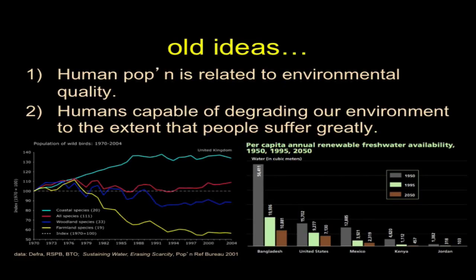Something appears to be going on, maybe not. And then over here on the right, we could talk about, for example, fresh water availability. In this case, this is fresh water in different countries. On the far left over here is Bangladesh, then the US, Mexico, Kenya, and Jordan. And the gray bar is the amount of fresh water per person that was readily available in 1950. The light green bar is 1995, and the brown is forecasted for 2050. And this was an old forecast. This is unfortunately probably overly optimistic.